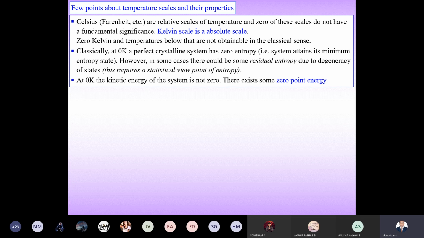Just go through this point about the temperatures. We can have lots of scales for temperatures, but the Kelvin scale is an absolute scale. At 0 Kelvin, there is no classical sense obtainable. At 0 Kelvin, a perfect crystalline system has 0 entropy, that is, S is 0. At 0 Kelvin, the kinetic energy of the system is not 0. There will be some zero point energy available.